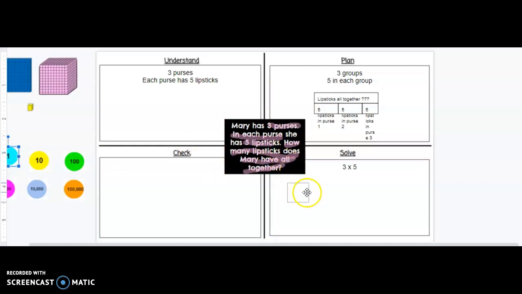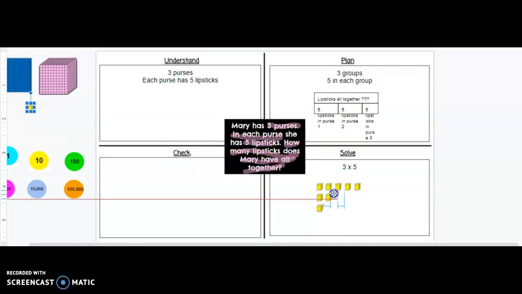And I'm going to do an array in this one, okay? And I'm going to use my place value cubes. 1, 2, 3. There's my 3 groups, and I'm going to put 5 in each group. So 1, 2, 3, 4, 5, and it's really important that you do your best to get them all lined up together, okay? 1, 2, 3, 4, 5. This is the first purse.